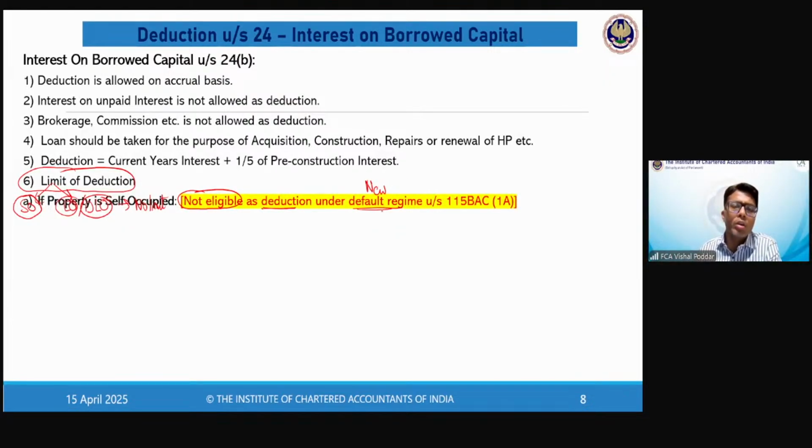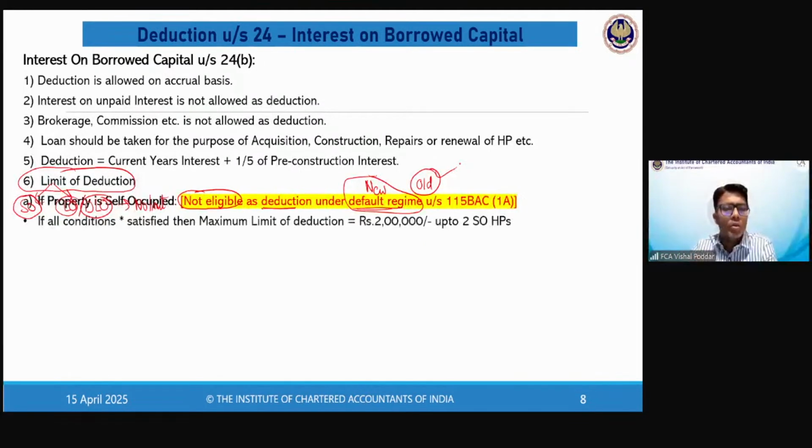But you are not going for the new regime. You want to go for the old regime. See, default regime is the new regime. Please be clear. If you want to go for the old regime, then what does it say? It says, if you satisfy all the conditions which we are going to study, then the maximum limit of deduction that you can take for interest for self-occupied property will be 2 lakhs, up to 2 self-occupied properties.